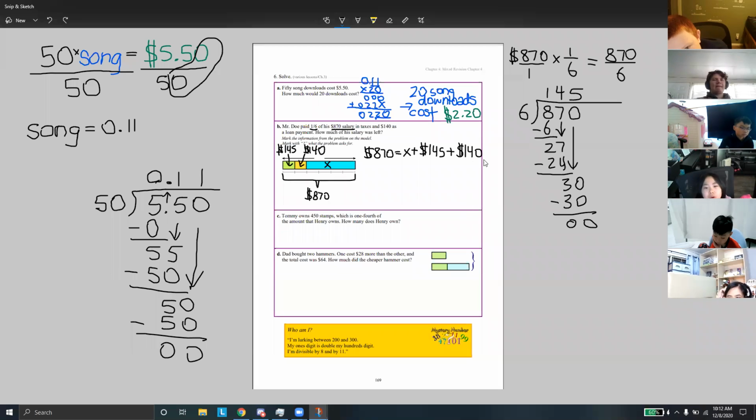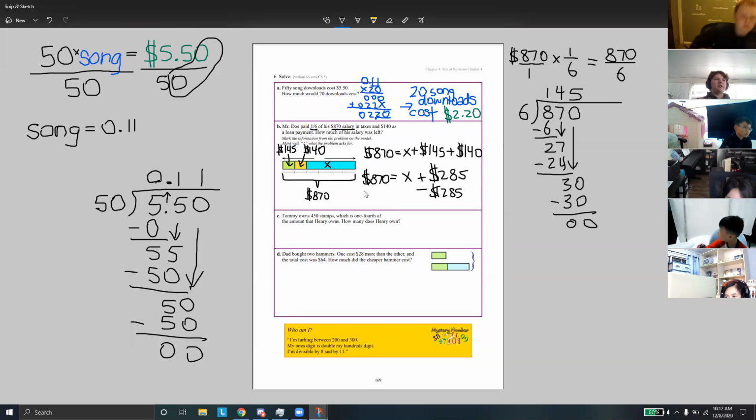145 plus 140, and then 870 subtract. Yeah, absolutely. So 145 plus 140, that is going to be 285 plus X is equal to 870. And if we want to find out what X is, just some variable, we'll subtract 285 from both sides. The reason that works is that we know the number we want plus $285 is equal to $870. But we don't care about $285. So we're subtracting it from both sides, so we only have the X left.